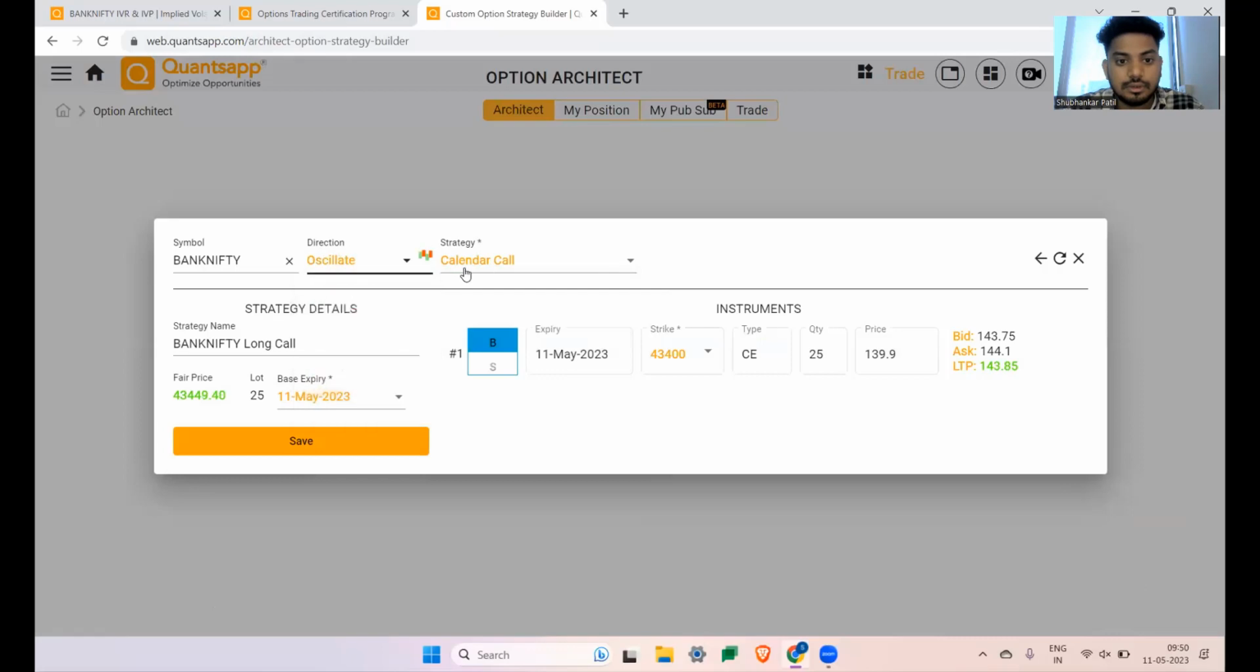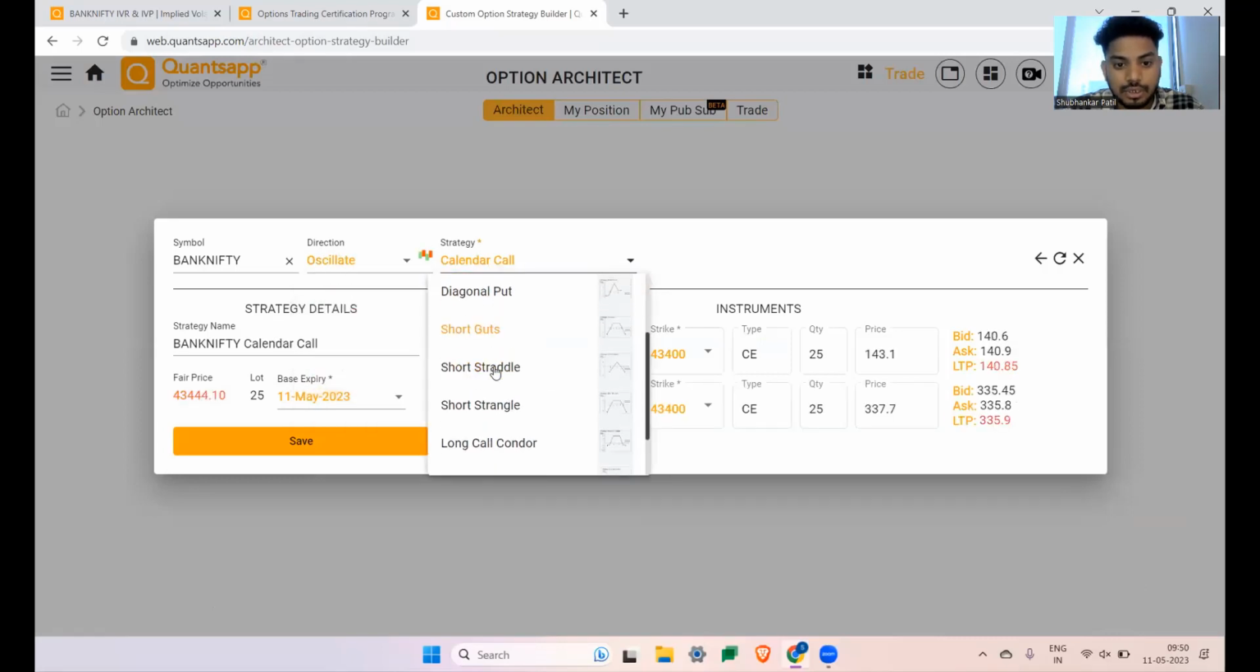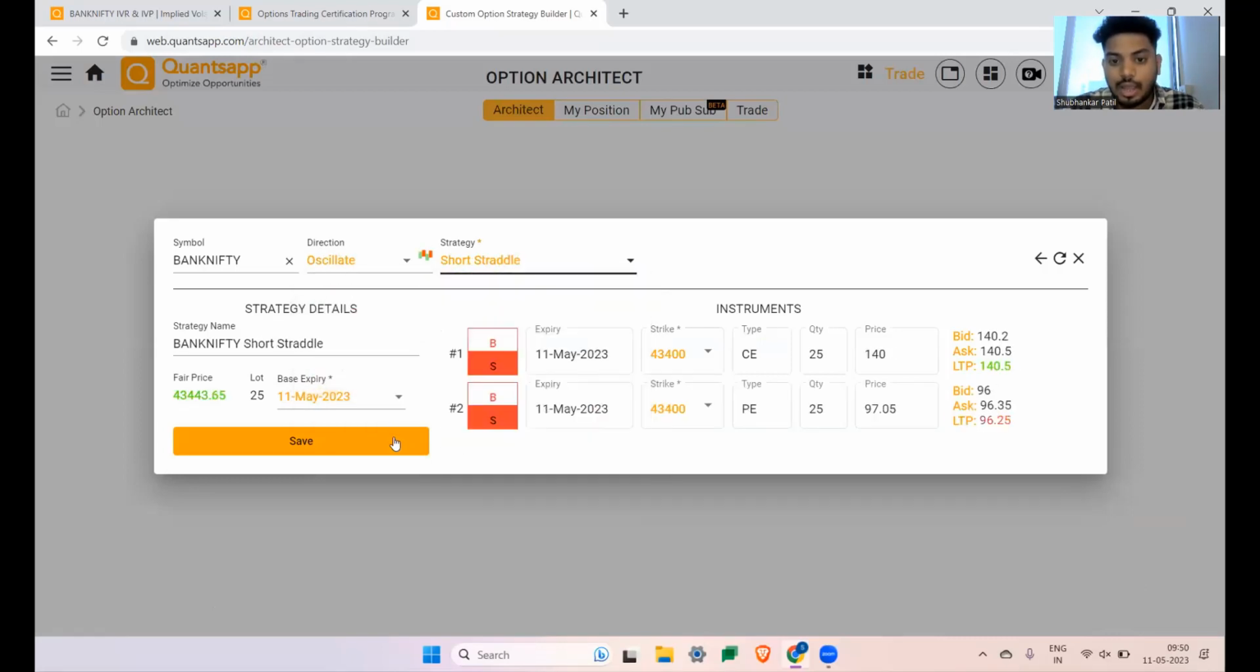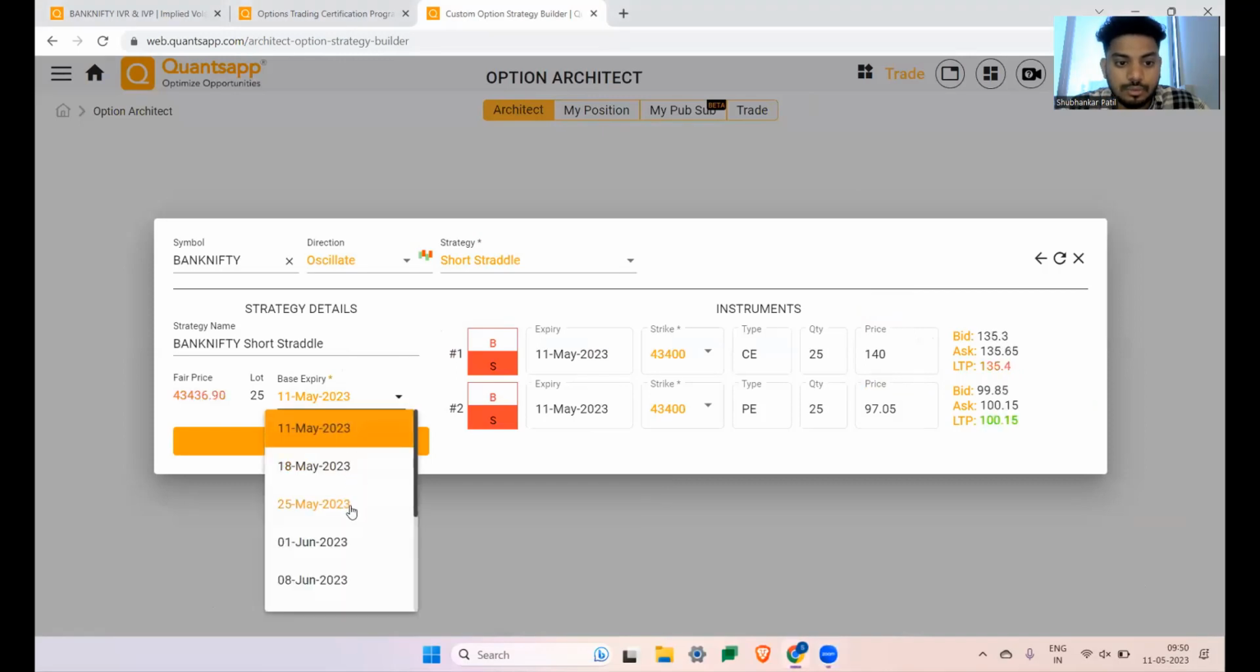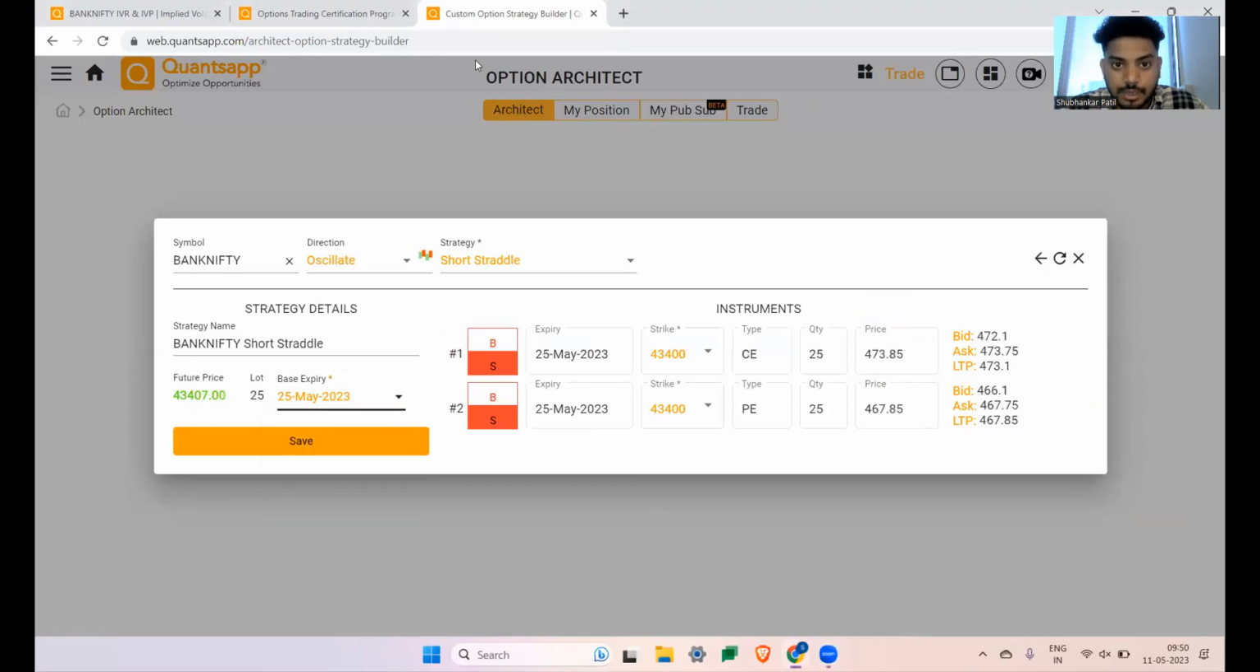Oscillate, and I want to create a short straddle because I am selling a call option and a put option in this scenario. So why am I doing that? Because of the 140 rupees premium that I'm getting to see. If that cools down because of the IVs going down, then I can benefit, right? So let me just change the base expiry, because we need to do some analysis. So let's say 25th May expiry.